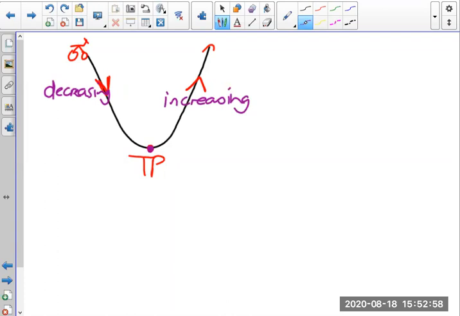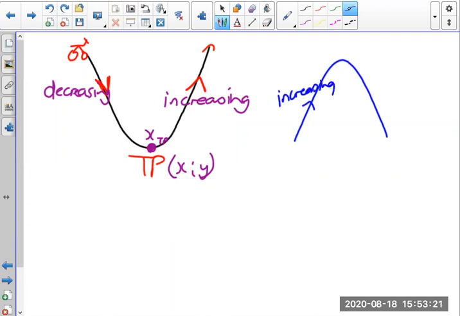And the value that you want is always the x value of the turning point. So the x value of the turning point is where the increasing, decreasing changes. If you have a sad parabola, can you see now it's first increasing up to the x value of the turning point, and then it is decreasing again.